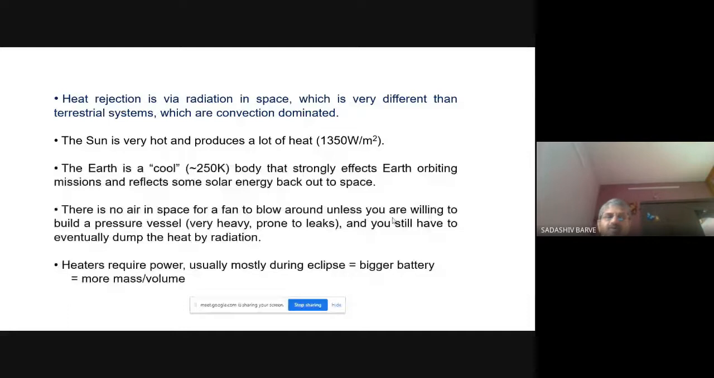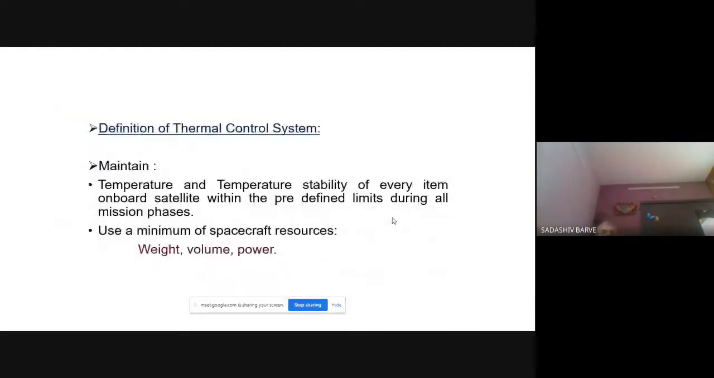So our design should be such that the battery size is as compact as possible, so that the mass and volume come down. Now, I am going to put one definition here: the definition of thermal control system. The definition of thermal control system is mainly the maintenance of the temperature and temperature stability of every atom on board the satellite within the predefined limits during all mission phases, and it should use the minimum spacecraft resources, that is the weight, volume, and the power.